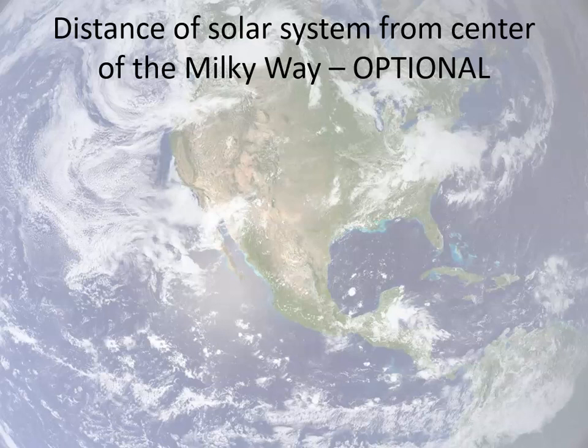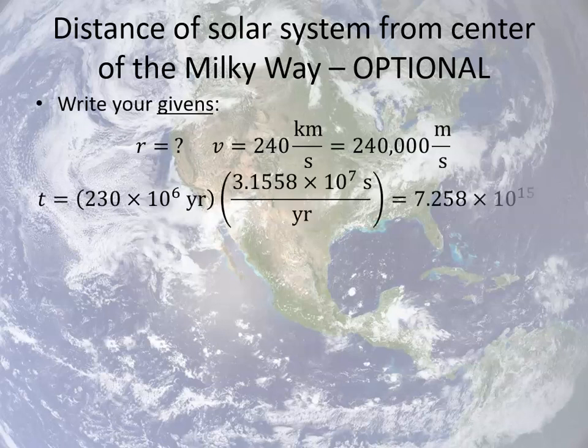What about the distance of our solar system from the center of the Milky Way? So we're trying to figure out R in this case. We're given V. We're given the period. We're told that it's 230 million years. And 230 million is 230 times 10 to the 6th years. I decided to use this notation instead of normal scientific notation because it makes it easier to tell where that number came from.